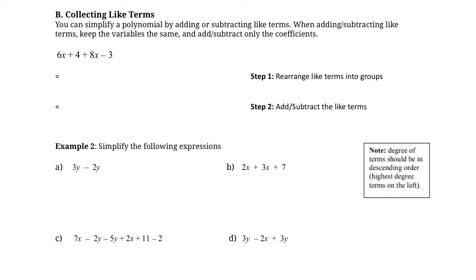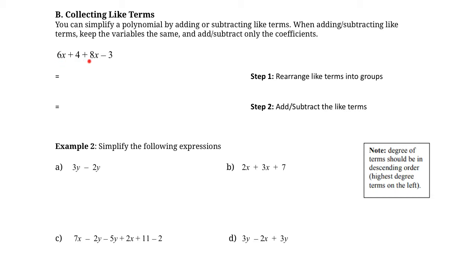So now that we know what like terms are, let's take a look at how we can actually use the concept of like terms in order to simplify an algebraic expression. You can simplify a polynomial by adding or subtracting like terms. When adding or subtracting like terms, you're going to keep the variables the same, and you're only going to add or subtract the coefficients. So here's our first practice question.